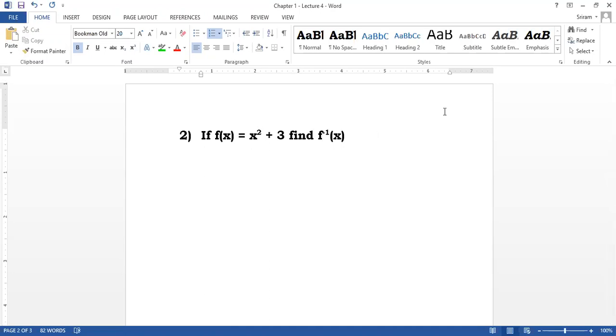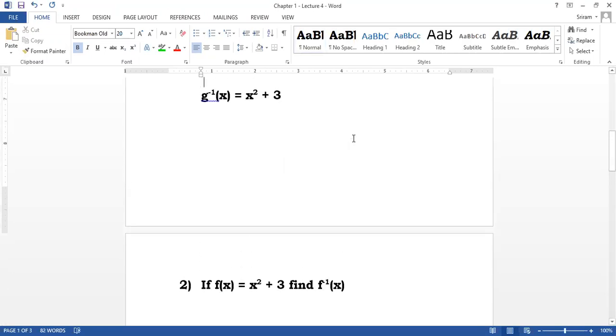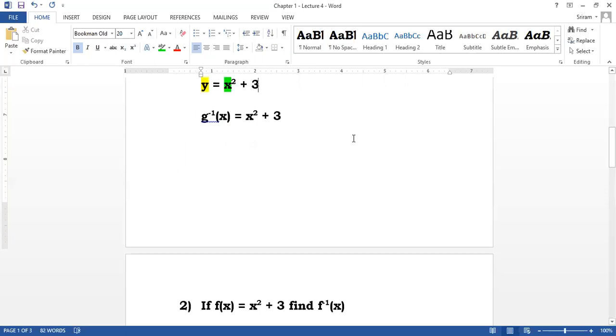Yes, Ahmed, sorry, just now I am seeing this one. Yes, the final answer is x squared plus 3. Why? Because we just need to replace y with x, that's all. So the final answer is g inverse of x is equal to x squared plus 3. No need to go further.